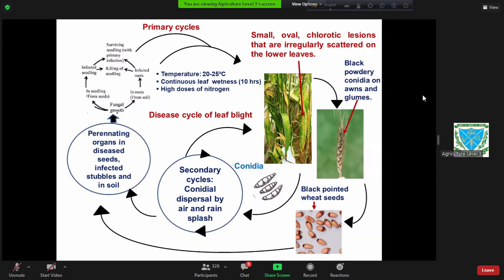in the mature stage, the later stage of crop development, what you will see is this black powdery mass of conidia on the awns and glumes. On awns and glumes you will see the black powdery mass. And when you harvest from such a head or such a field, you can see some seeds become black at one point, the embryonic point. We call it black point, and you have harvested black pointed wheat seed.